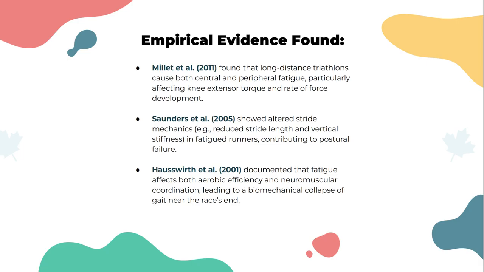Research backs this breakdown. Millet in 2011 showed that ultra-endurance races cause both central and peripheral fatigue, particularly affecting knee extensor torque. Saunders in 2005 found stride mechanics are impaired with fatigue, increasing risk of collapse. Hawley in 2001 noted that aerobic efficiency and neuromuscular coordination both degrade under extreme stress, which all backs up my previous slide.